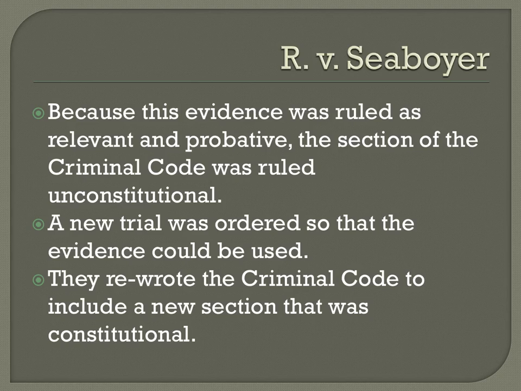So a new trial was ordered so that the evidence which had been excluded at the trial could be used. And the Parliament responded to this by rewriting the criminal code to try and shape the law in a way that was indeed constitutional. So you had this back and forth between the courts and Parliament.